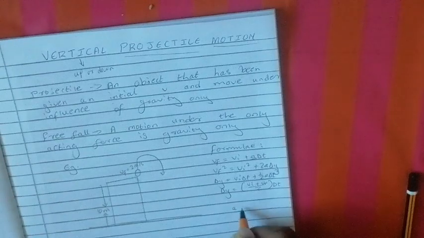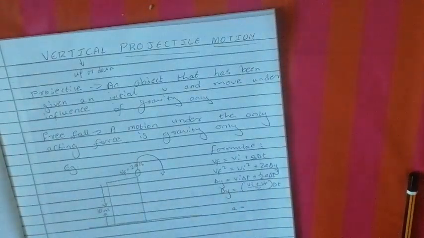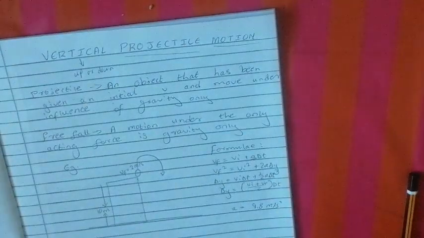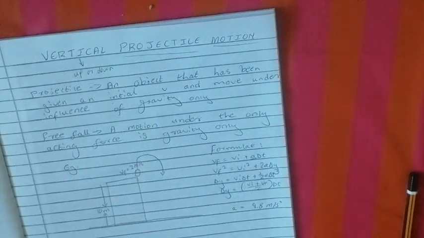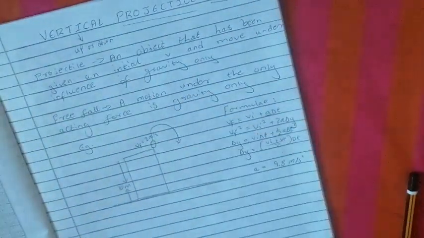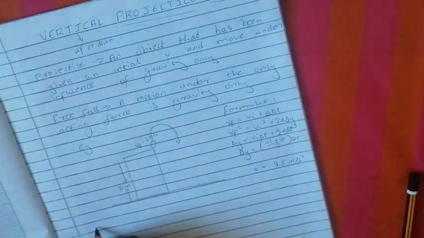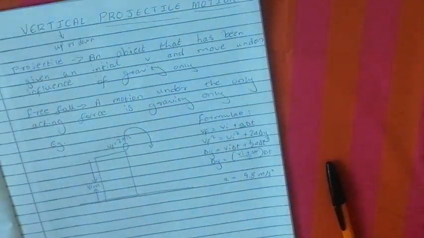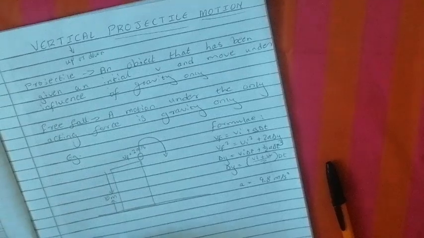I want to explain the acceleration part. The acceleration that we use in vertical projectile motion is a constant value, which is 9.8 meters per second squared. This is the one we use mainly in this topic. And then delta T depends. Okay, so let me first explain these most important things.